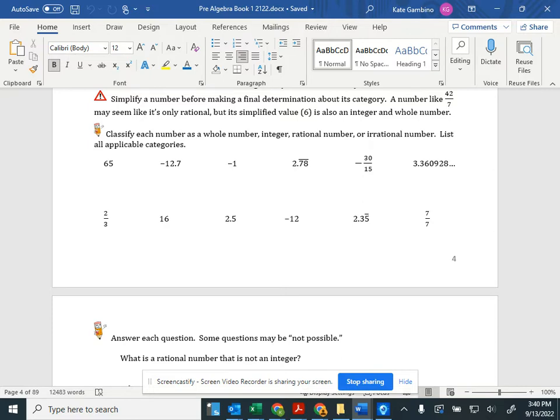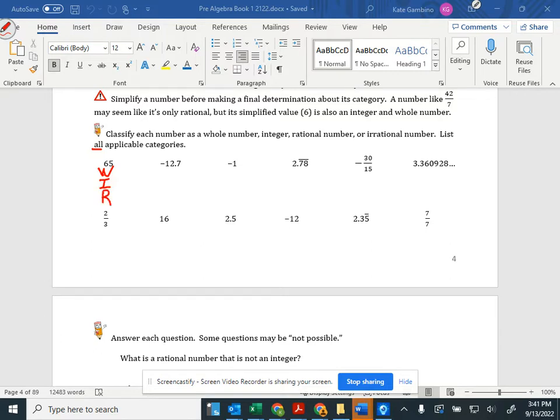Classify each number as a whole number, integer, rational number, or irrational number. List all applicable categories. So 65 is a positive number, so it's not a fraction or a decimal, so we know it's a whole number. And if it's a whole number, we know it's also an integer and a rational number.